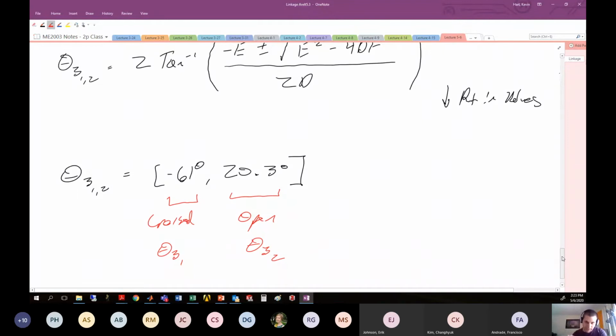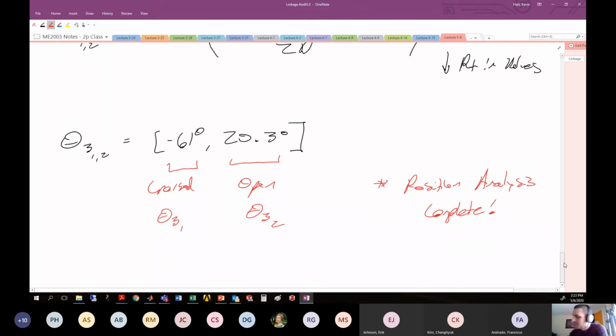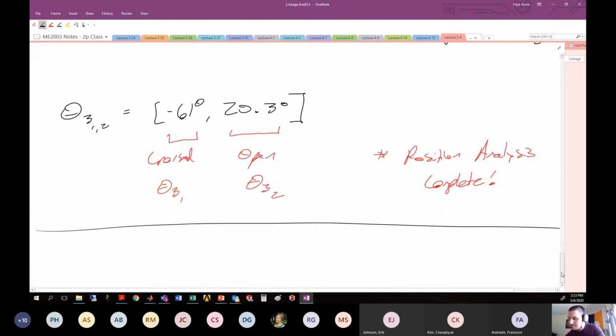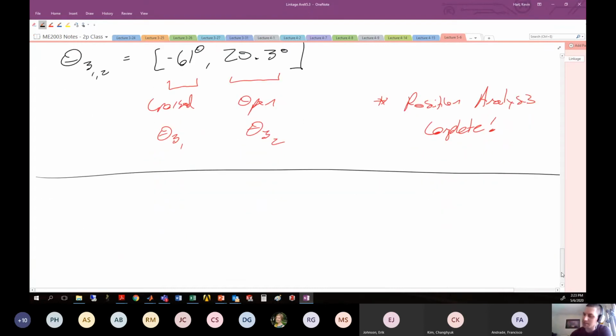So at this point, the position analysis is done. Give yourself a high five. Self five. Yes. A lot of algebra, annoying. Would be easier in MATLAB. We all agree. Well, there's your position analysis. Now onwards, velocity analysis.